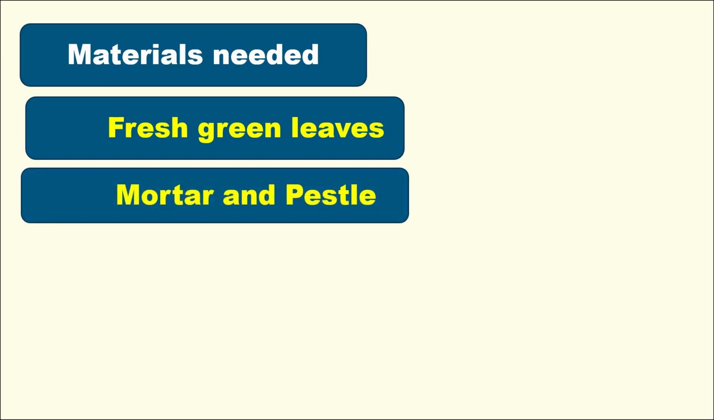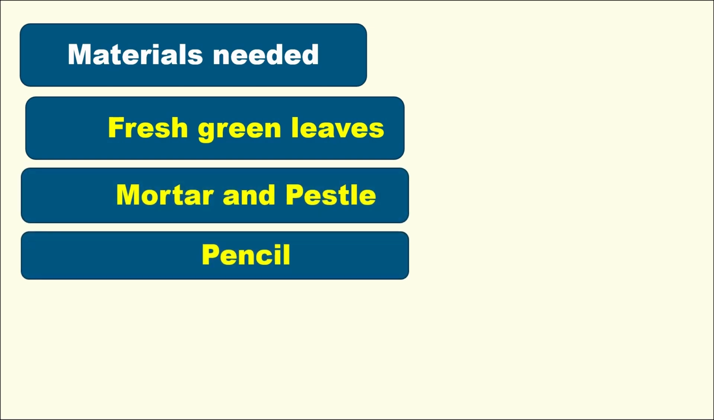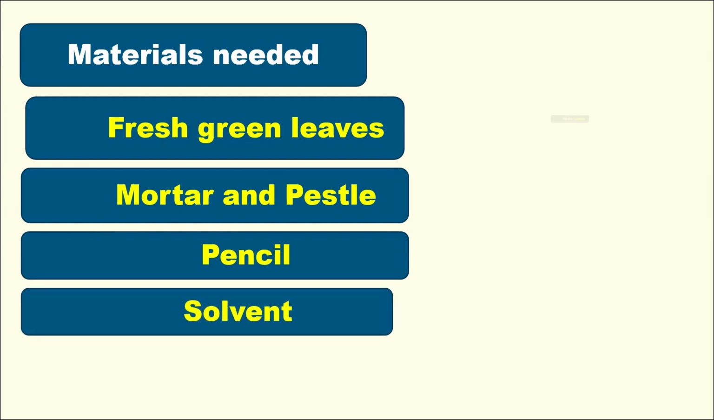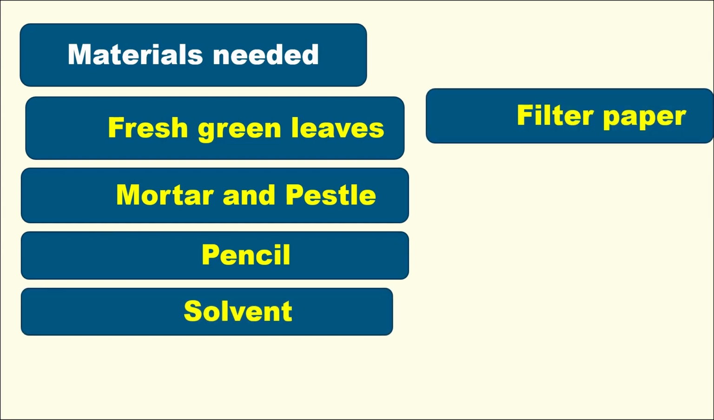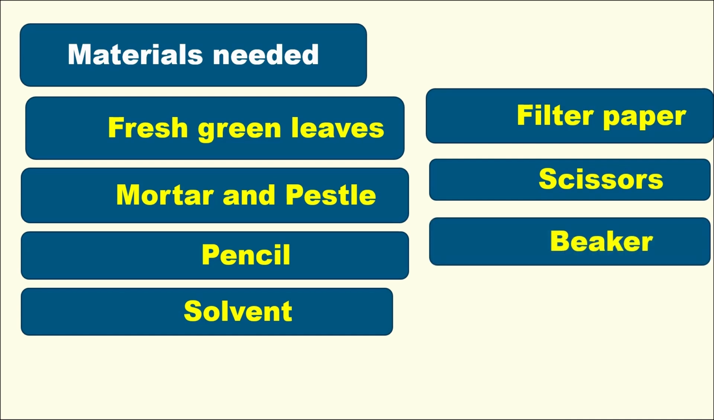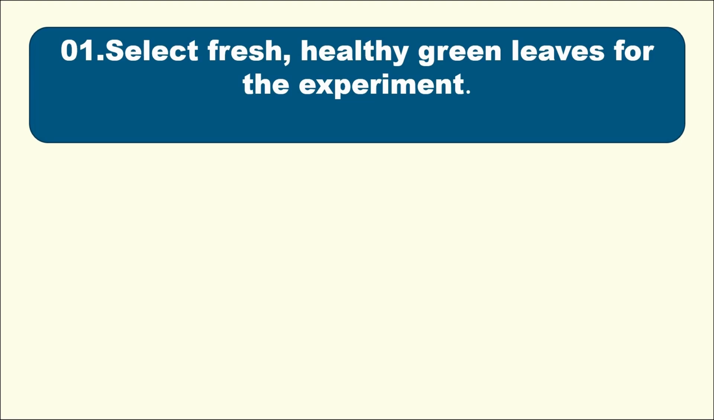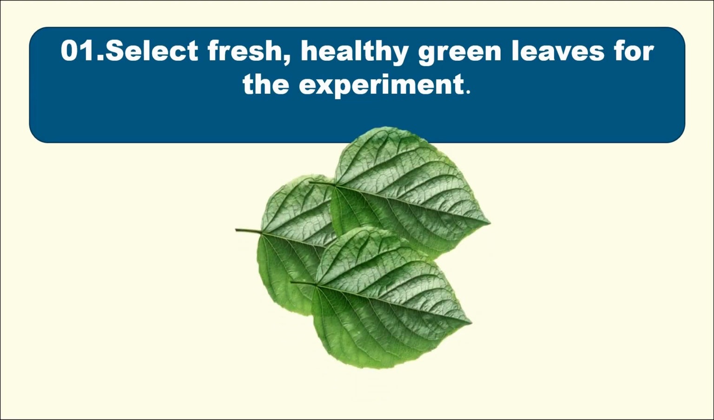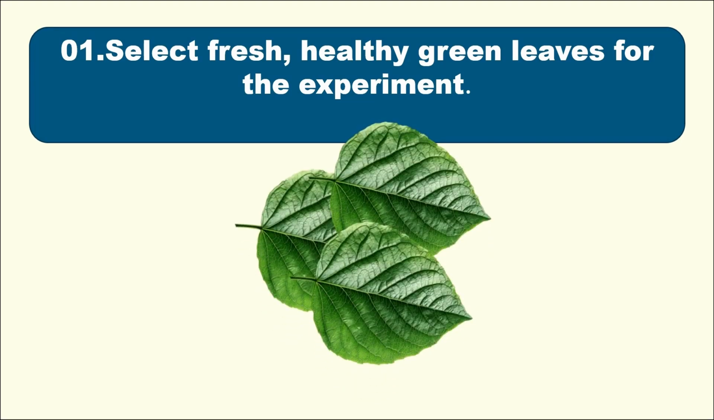You will also need a pencil to draw the baseline, a suitable solvent, some filter paper, a pair of scissors, and some beakers. Select fresh, healthy green leaves for this experiment. The fresher the leaves, the better the pigment extraction will be. So make sure they are not dried or damaged.